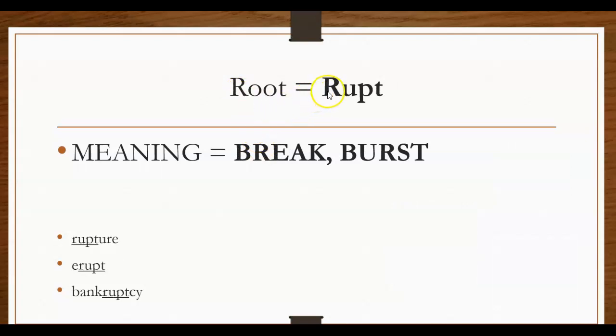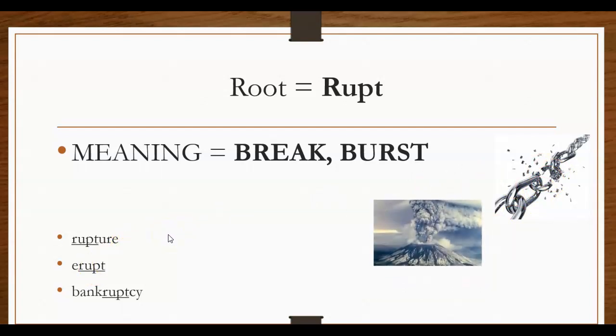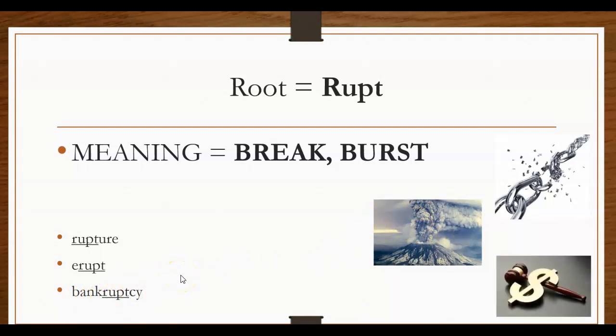The root rupt, R-U-P-T, means break or burst. So a rupture is what happens when something bursts open or breaks apart. To erupt, that's what a volcano does. When it finally bursts open, it erupts. Or bankruptcy. Bankruptcy is what happens when you're out of money, as in you have broke the bank by running out. You have gone broke, as they often say when you are bankrupt.